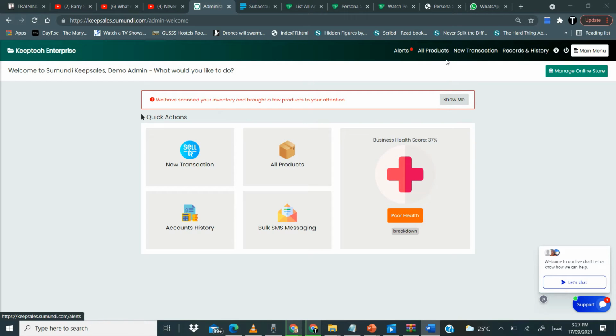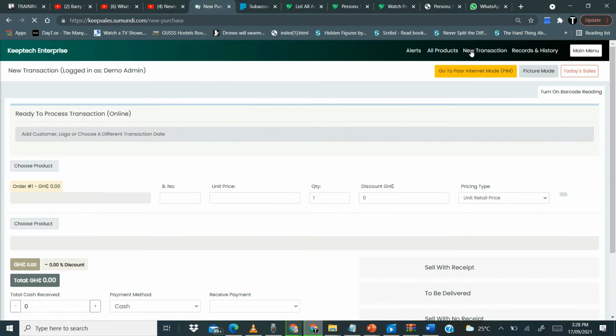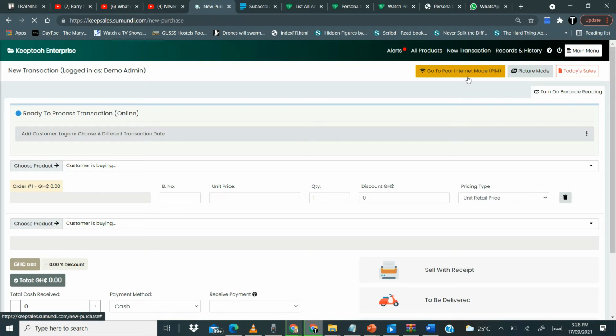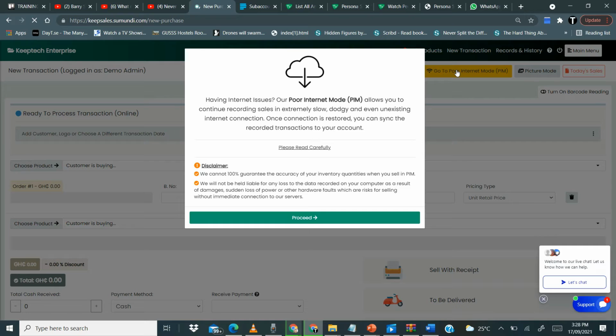When you tap on the new transaction, it takes you to the new transaction page, and over here you're able to see Go to poor internet mode. When you click on this, there will be some guidelines you obviously have to read. This is where we'll be focusing, and then in our next video we'll look at how to use the poor internet mode.